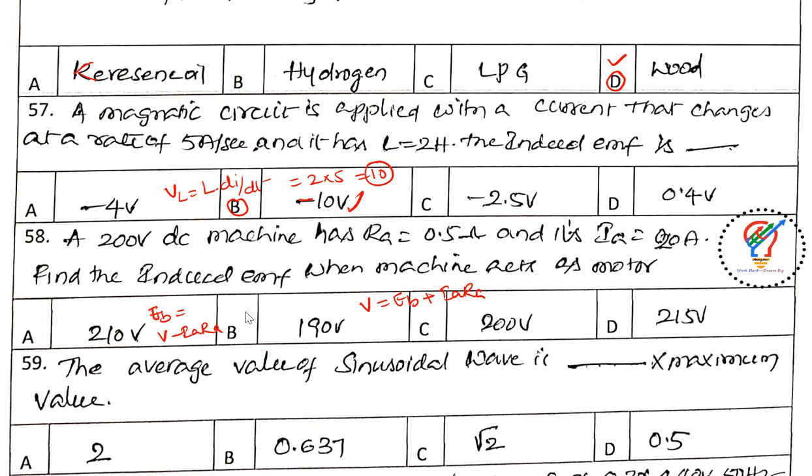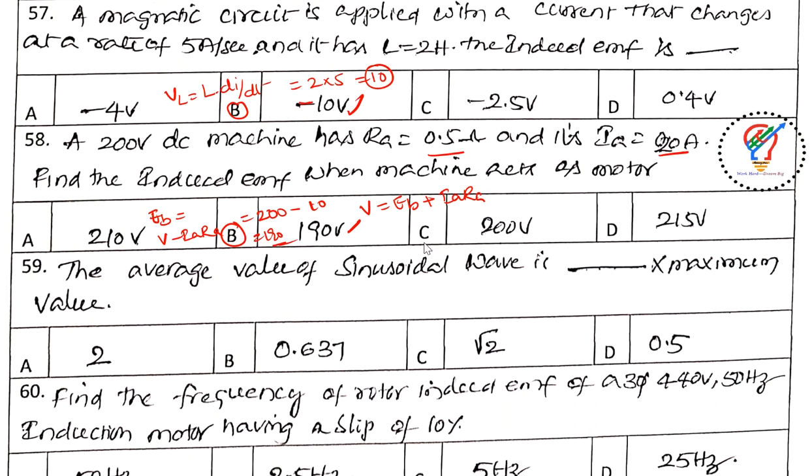You know the values. V is 200 minus IA, which is 20, and 20 into 0.5 gives 10. So the answer will be 190. So B is the right answer. The remaining options are 210, 200, 215, which are all wrong answers.